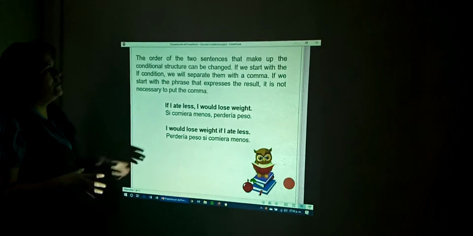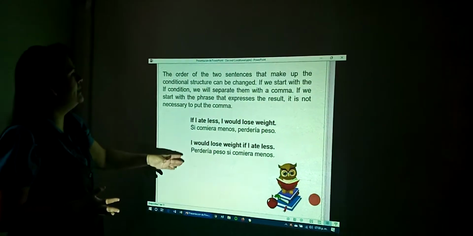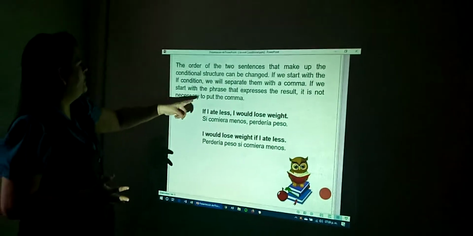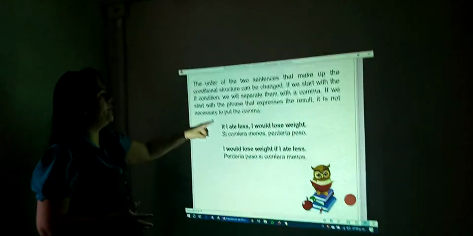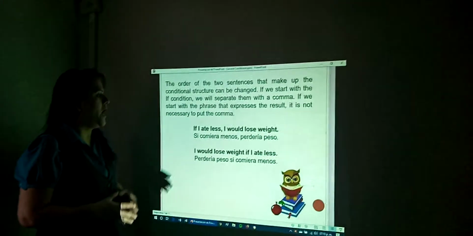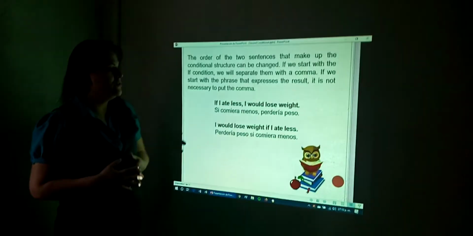And this one does not need the comma. In this sentence, yes, and in that one, no. What is it? If we start with the phrase that expresses the result, it is not necessary to put a comma right here. I would lose weight if I ate less. Perdería peso si comiera menos. Okay, next.